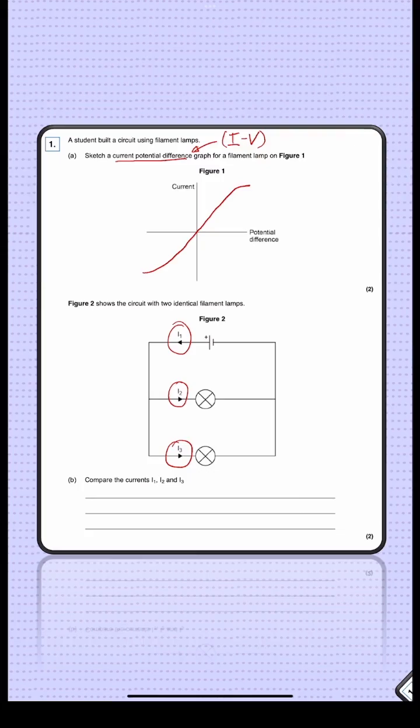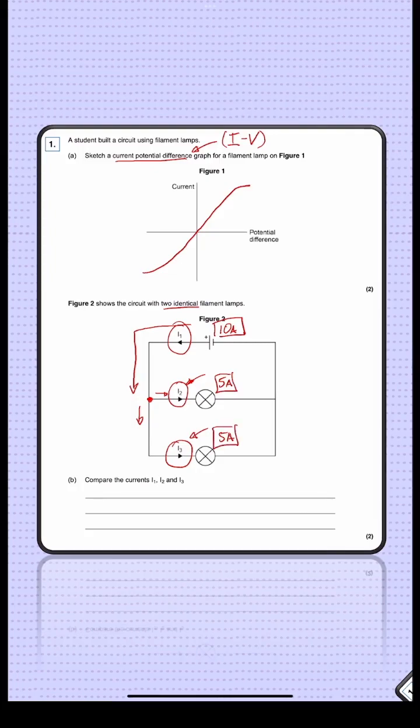I2 and I3. Yep, good. So I2 and I3 are equal because the current is being produced by the battery. Let's say that's 10 amps, for example. So we've got 10 amps coming out of the battery, traveling this way. When it reaches this point here, it splits. Half goes this way, the other half goes this way, because these two lamps are identical. So the 10 amps would get split into 5 amps here and 5 amps here. So you've got exactly the same going through there.